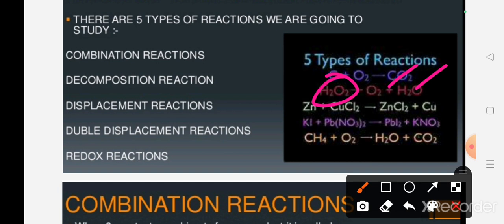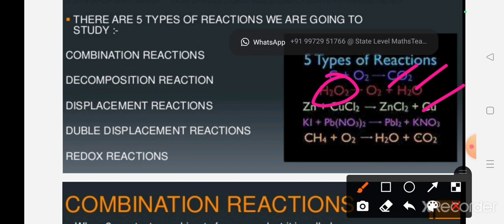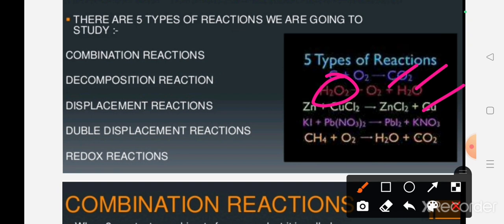Then displacement: a highly reactive element displaces a less reactive element. It's a chemical displacement. Then double displacement: two or more compounds exchange their ions between them and give two new compounds. That's a double displacement reaction. Then redox reaction: oxidation and reduction both occur in a single chemical equation. That's called a redox reaction.